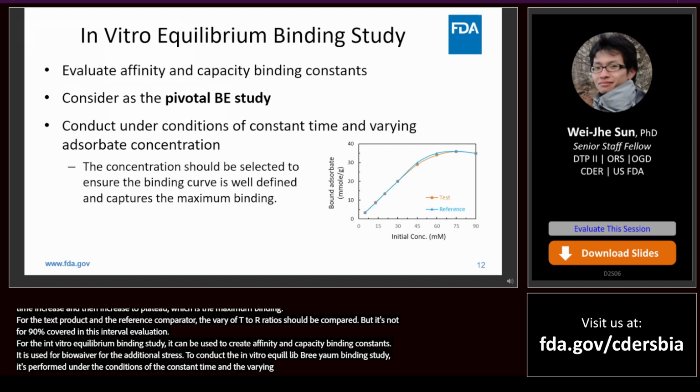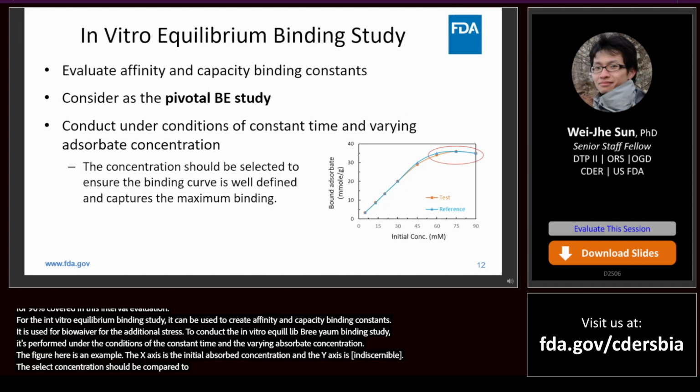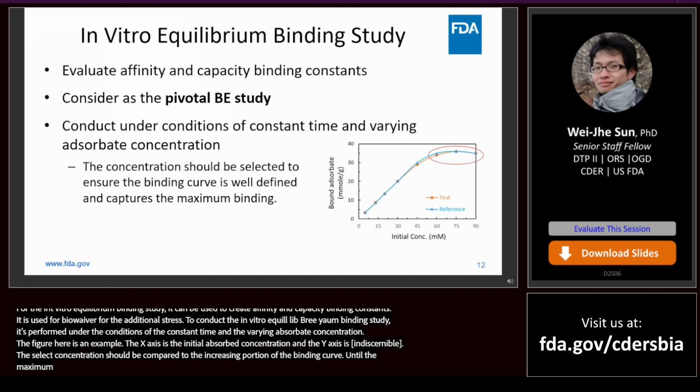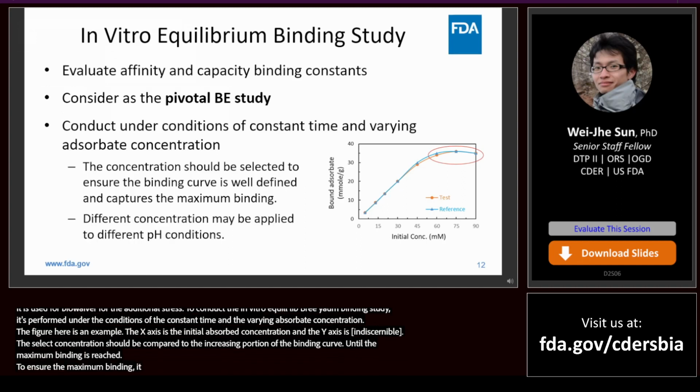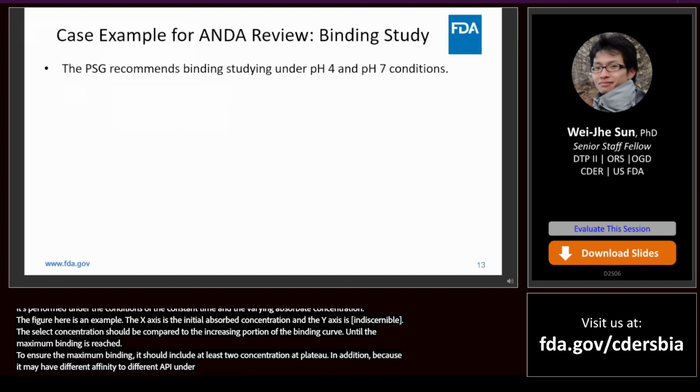The figure here is an example of equilibrium binding profiles. The x-axis is the initial adsorbate concentration, and the y-axis is bound adsorbate. The selected concentrations should contain the increasing portion of the binding curve until the maximum binding is reached. To ensure the maximum binding, it should include at least two concentrations at plateau. In addition, because adsorbate may have different affinity to API under different pH conditions, different adsorbate conditions may be applied.